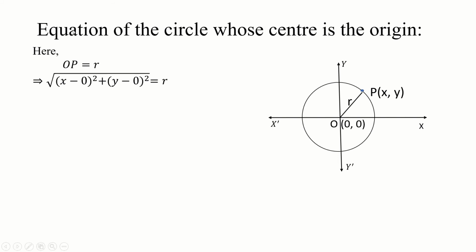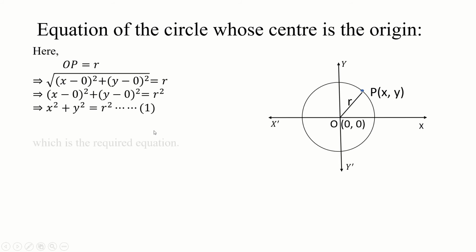By squaring on both sides we will get (x minus 0) whole square plus (y minus 0) whole square, this is equal to r square. Now calculate, we'll get x square plus y square is equal to r square. This is the required equation of circle.